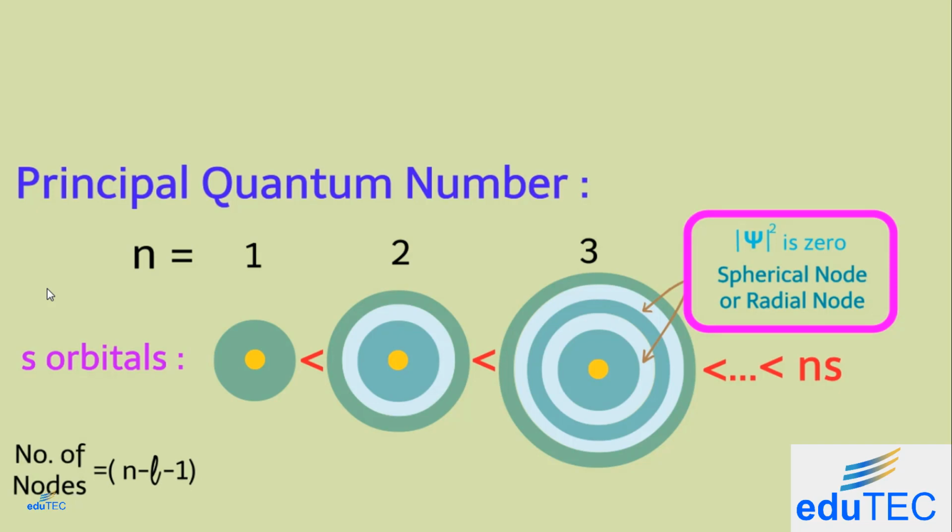For example, for 1s orbital, n equals 1 and l equals 0. Therefore, it has no spherical node. For 2s orbital, n equals 2 and l equals 0. Therefore, it has one spherical node.